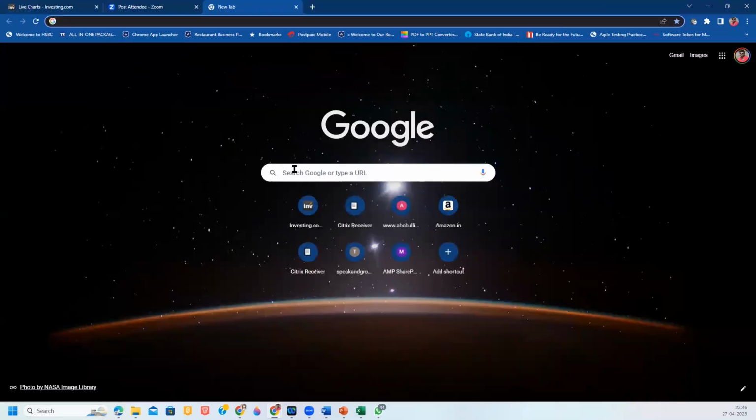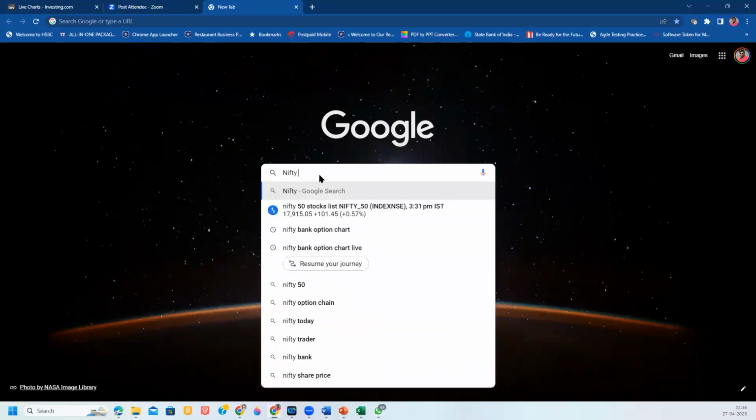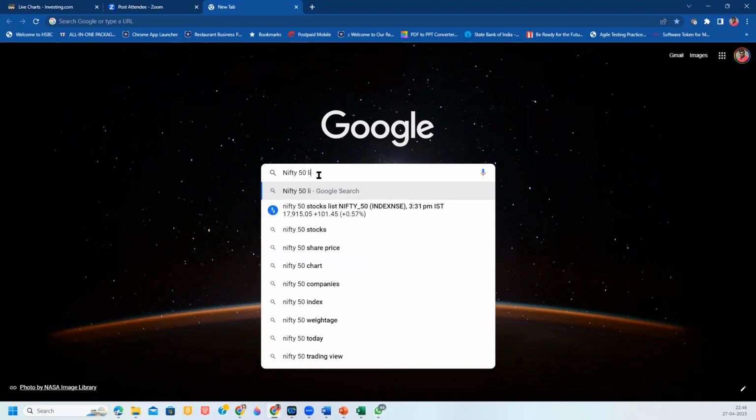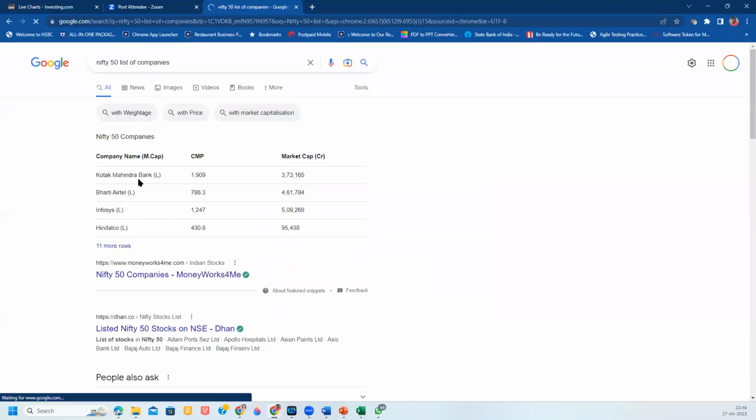It is simple. You can go online and look up the list of Nifty 50 or 100 companies, and it will give you all the lists. These are the companies you trade. Correct. Typically, in these companies, I trade.